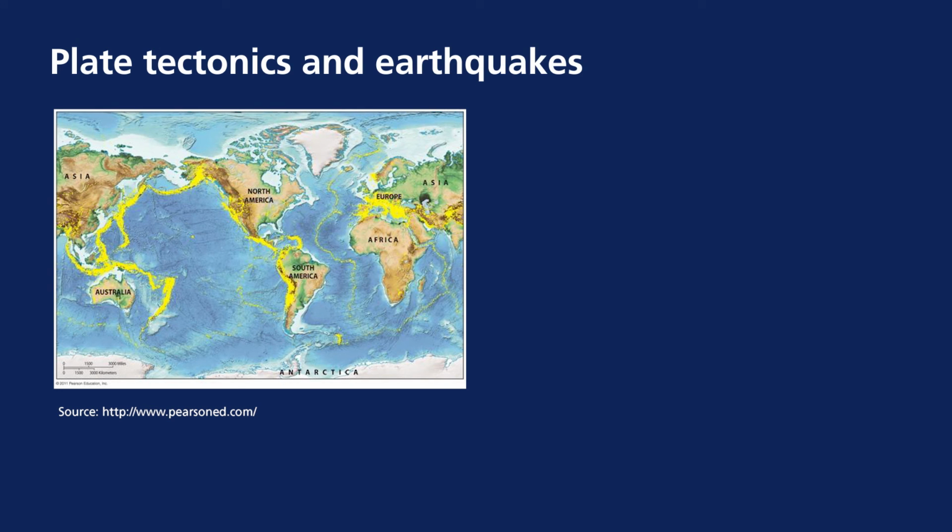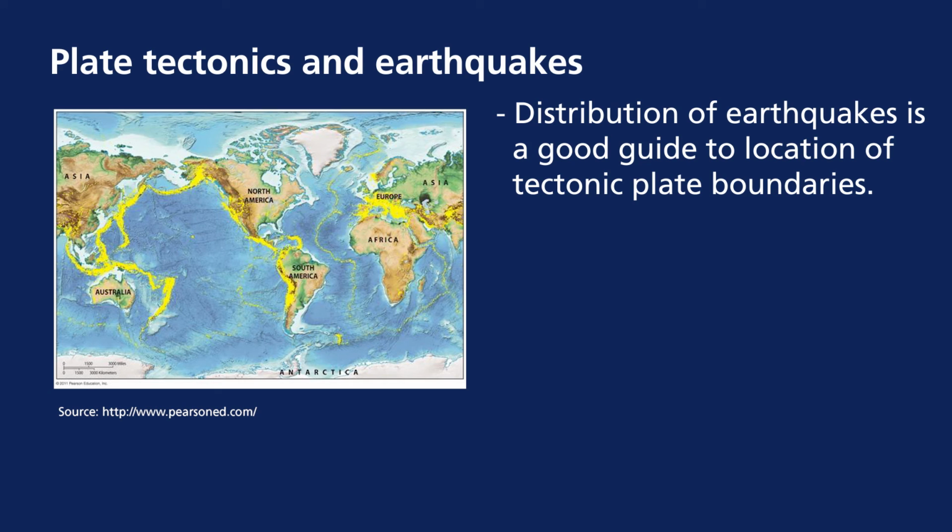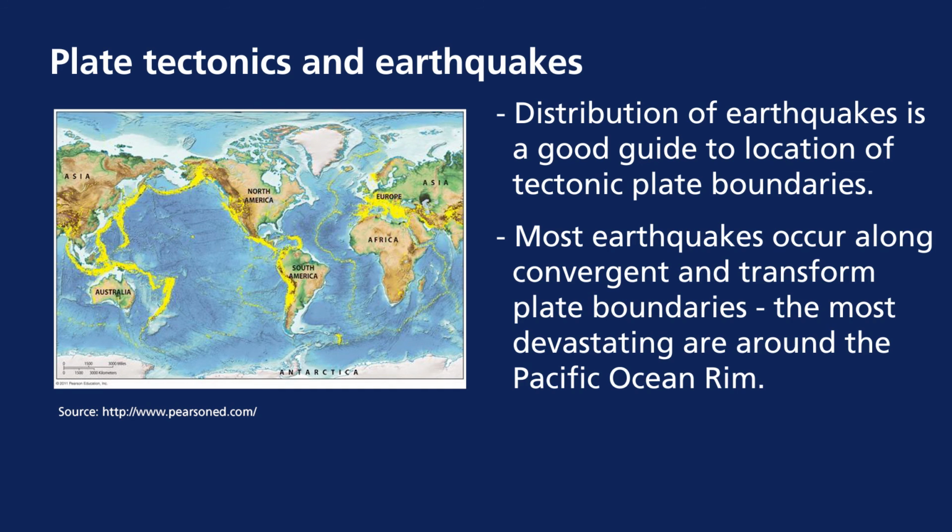As I mentioned, plate tectonics and earthquakes are very deeply related. The distribution of earthquakes is a good guide to showing where these plate tectonic boundaries are. On the left-hand side, you see the distribution of earthquakes along the Earth, and most of these earthquakes occur along the convergent and transform plate boundaries, and the most devastating of these being in the Pacific Ocean rim.